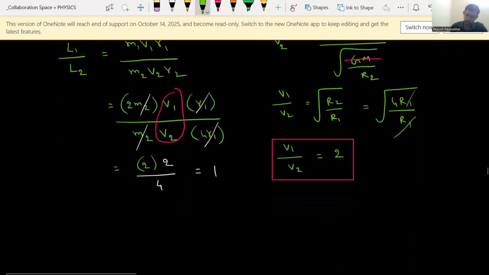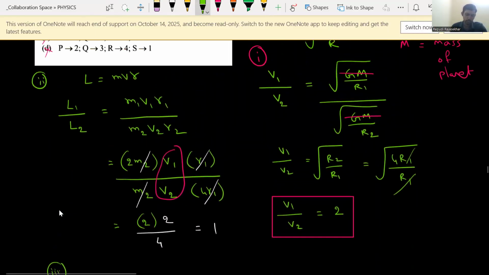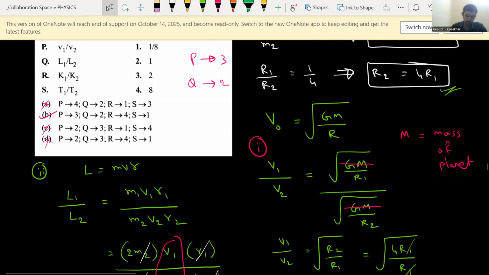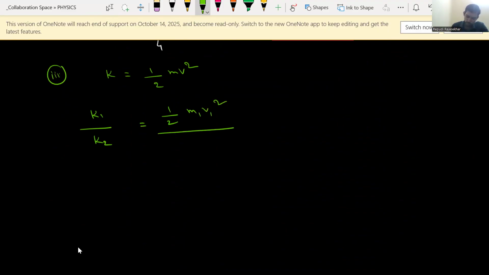Next, third one, case 3. What is the relation given for the third? The physical quantity is K1 by K2, kinetic energy ratios. The general kinetic energy equation everyone knows: half into m into v square. Now the ratio they are asking: K1 by K2 equals half into m1 v1 square divided by half into m2 v2 square. I am explaining slowly because slow learners may also be trying tough questions. That is the purpose.